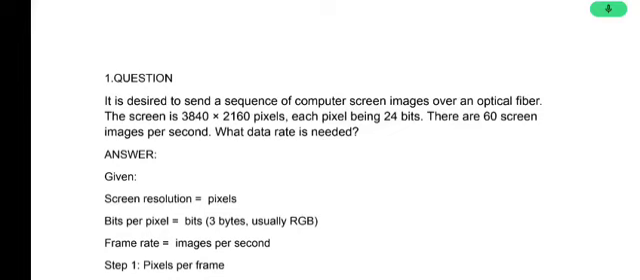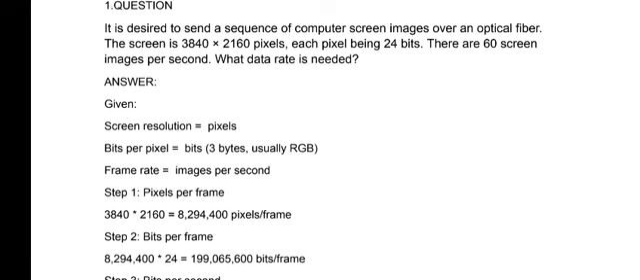Question 1. It is desired to send a sequence of computer screen images over an optical fiber. The screen is 3840 by 2160 pixels, each pixel being 24 bits. There are 60 screen images per second. What data rate is needed?